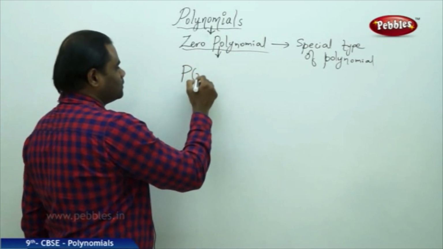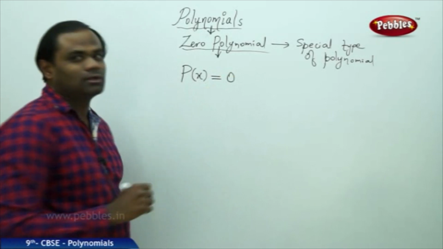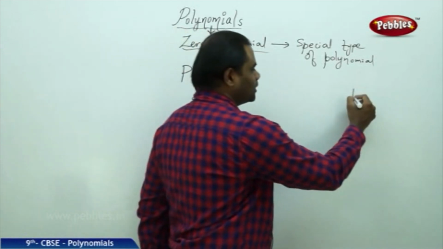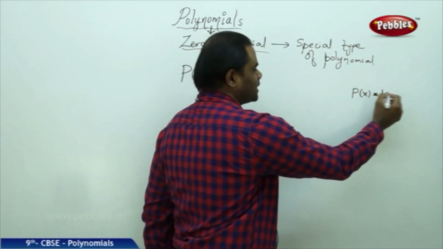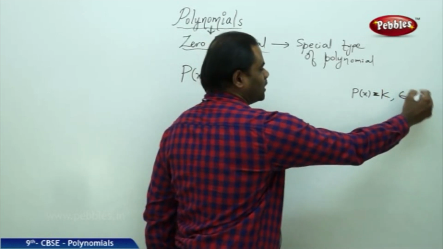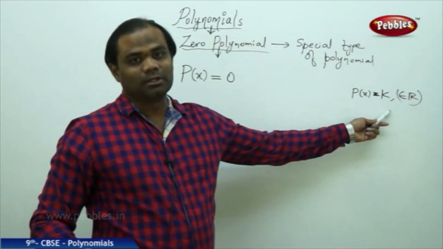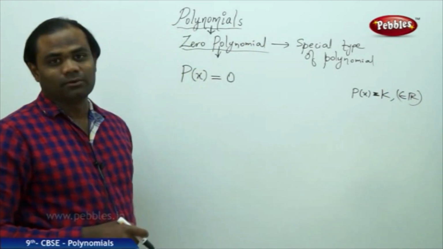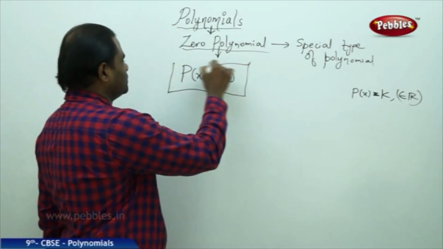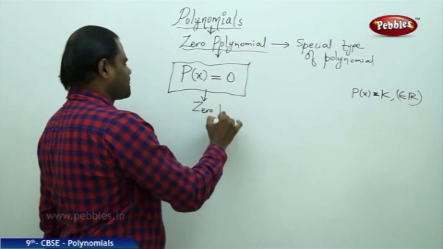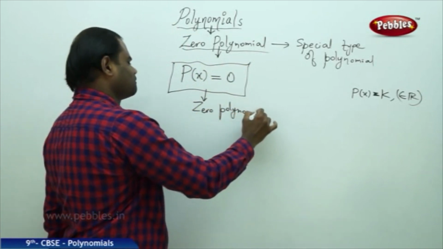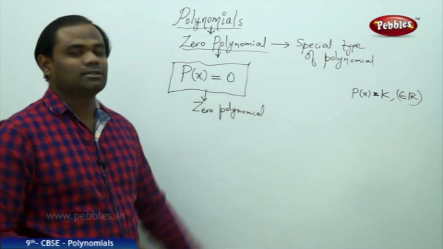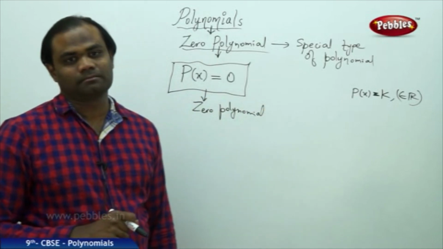A polynomial which equals 0, a constant polynomial whose constant is 0. We know that a constant polynomial is a polynomial which just has its k belonging to R is called a constant polynomial, k being any real number. If that real number is exclusively the value 0, then this polynomial is called a zero polynomial. Is how we define the zero polynomial with its own definition. P of x equals 0 is called a zero polynomial.